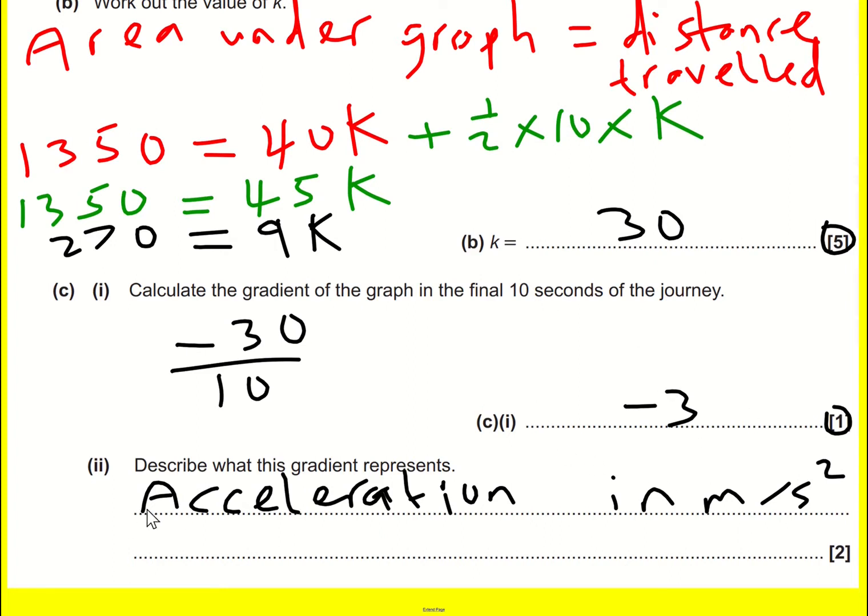In any case, I think that's enough. We just need to make sure we're referring to what speed over time gives us, and they do expect the unit to be put in as well. It's meters per second and how fast that changes per second.